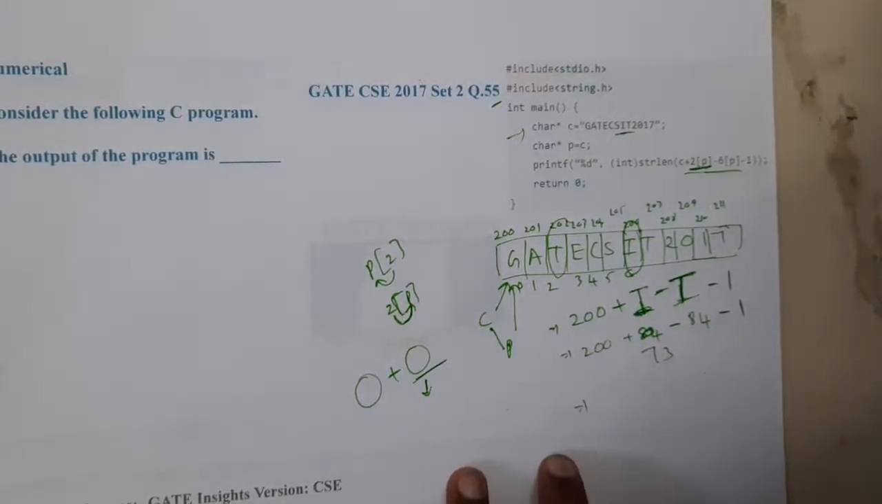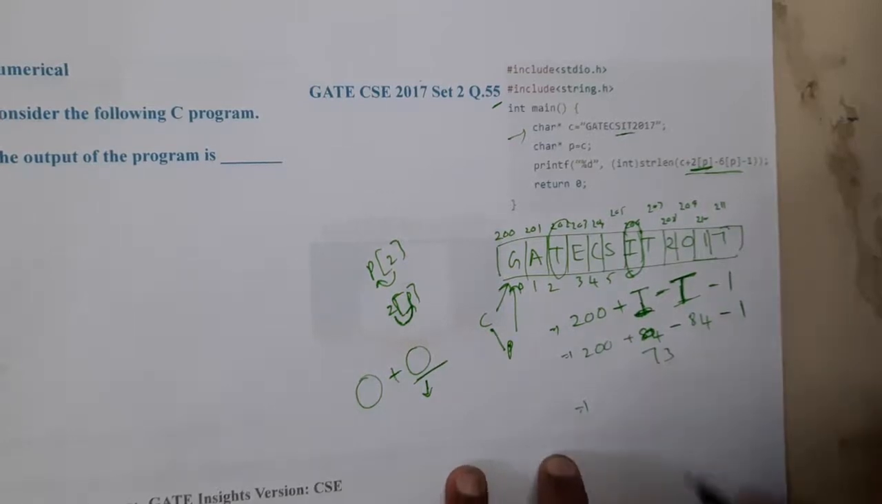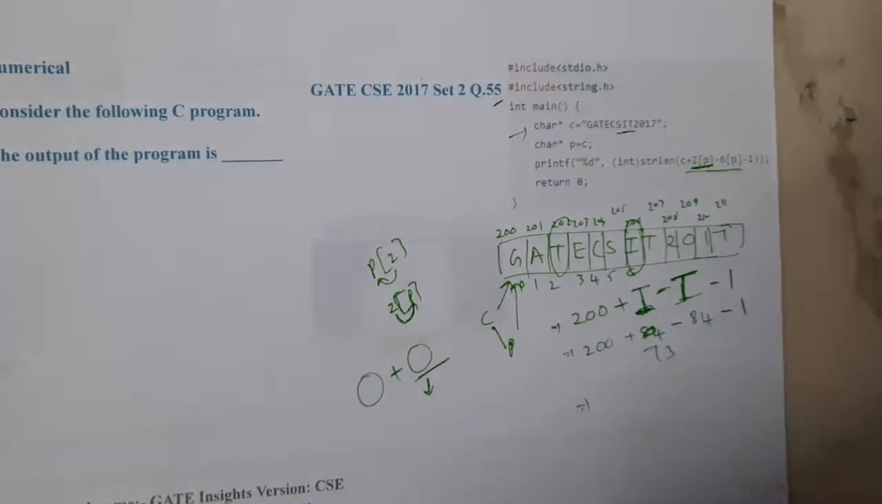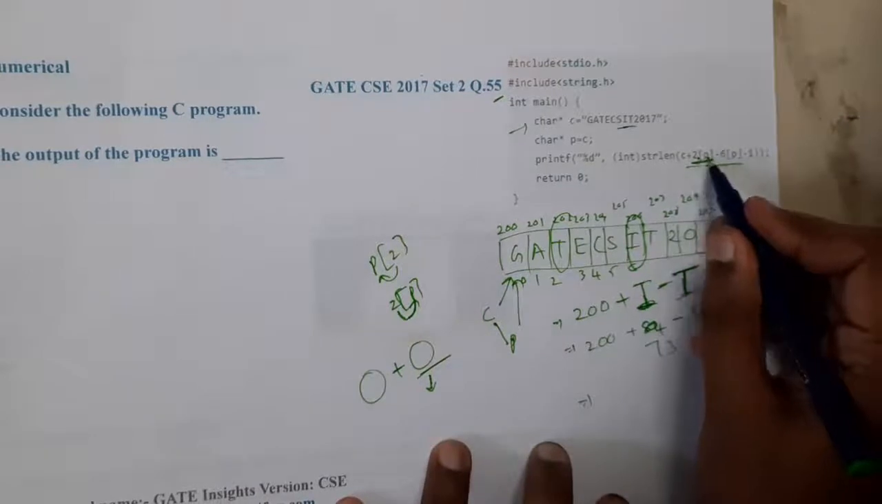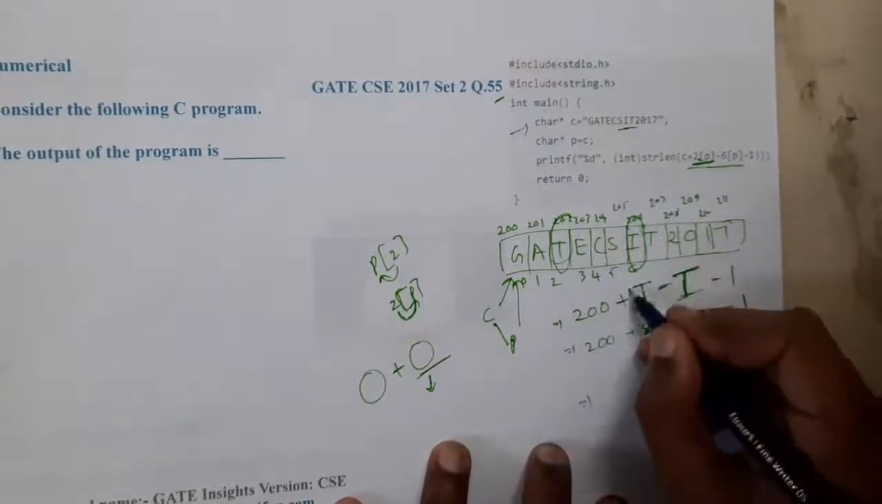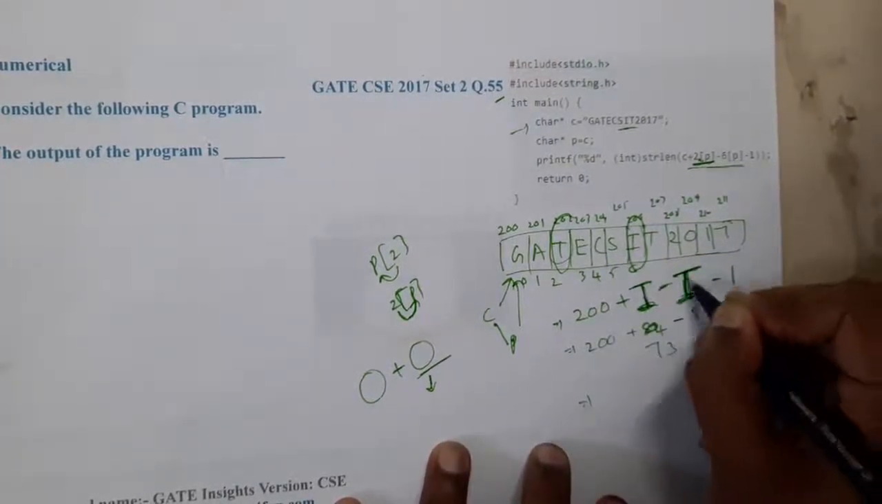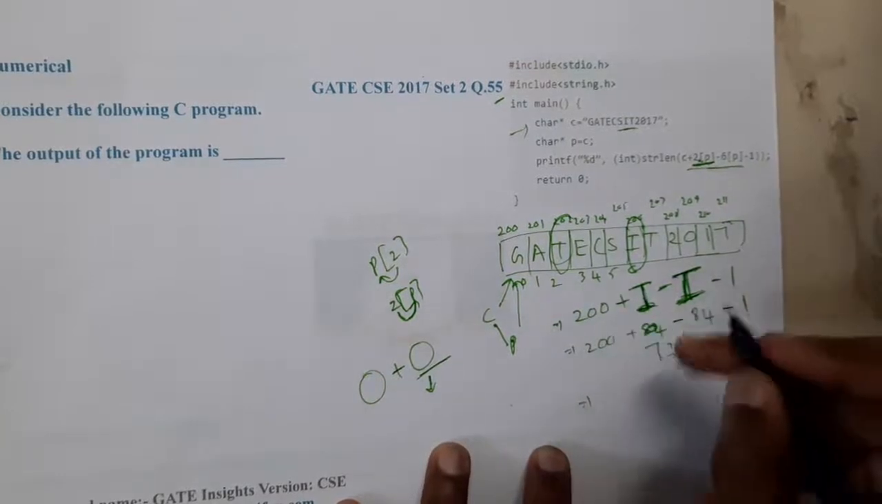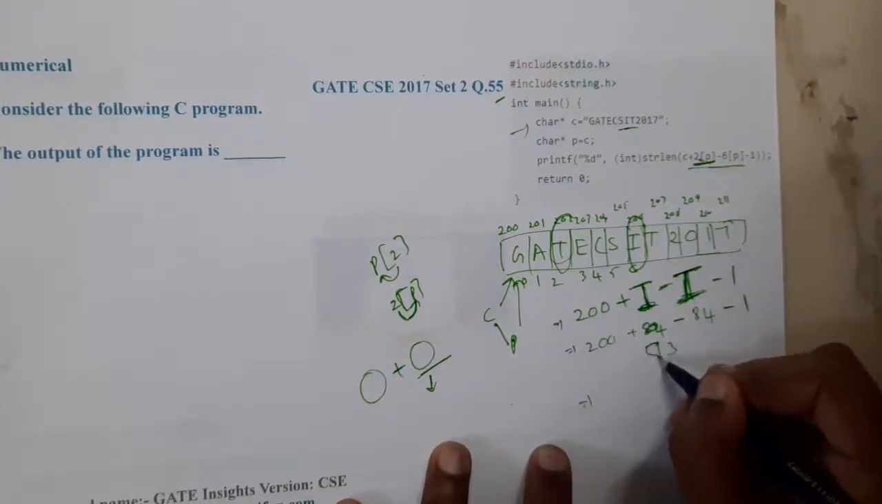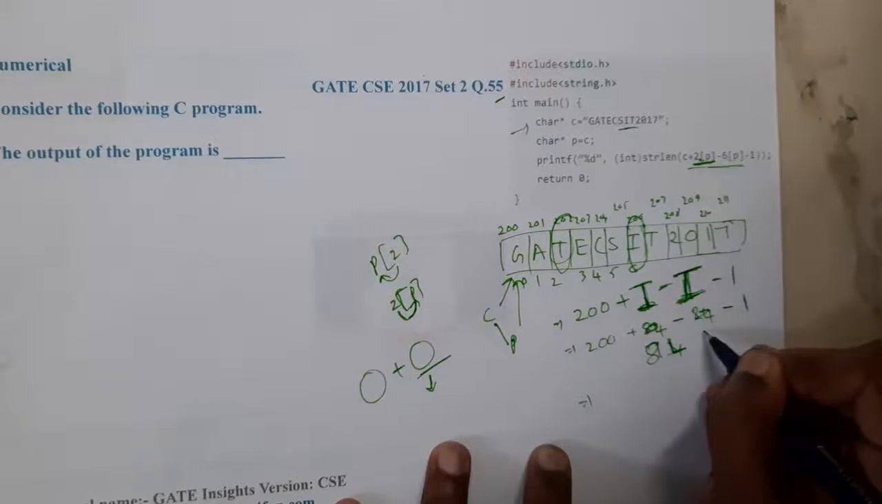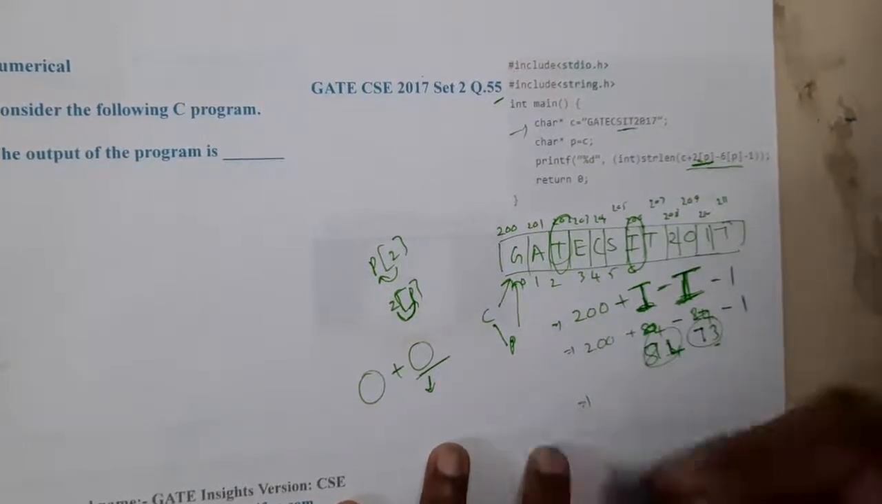I'm just a bit confused with this, give me a second. P of 2 means this is a T, so here it is T and here it is I. The ASCII value of T is 84 and the ASCII value of I is 73. You can cross check it with the ASCII table, guys.